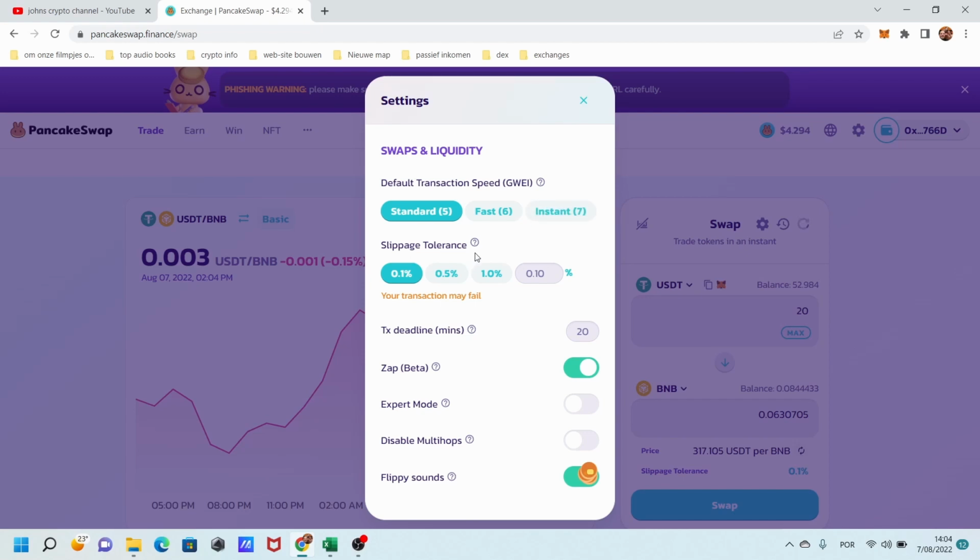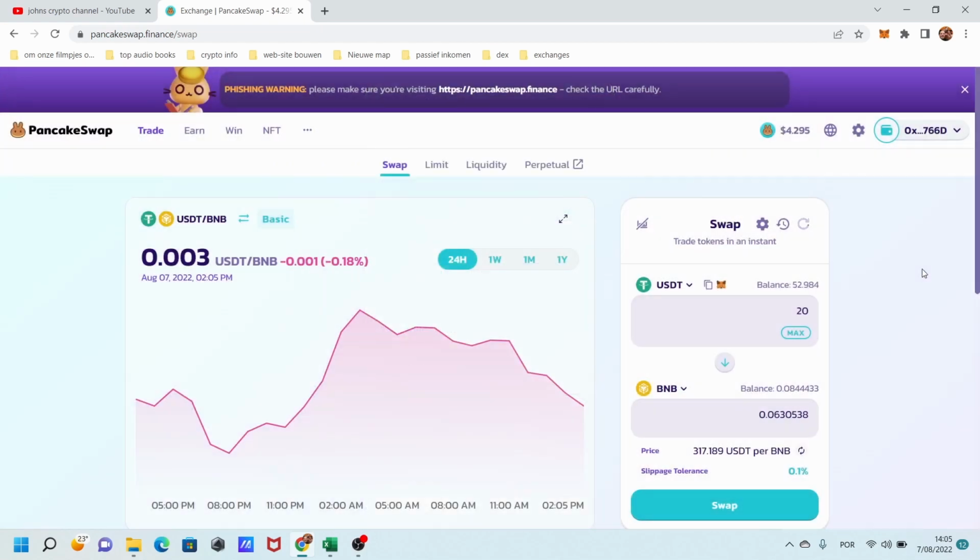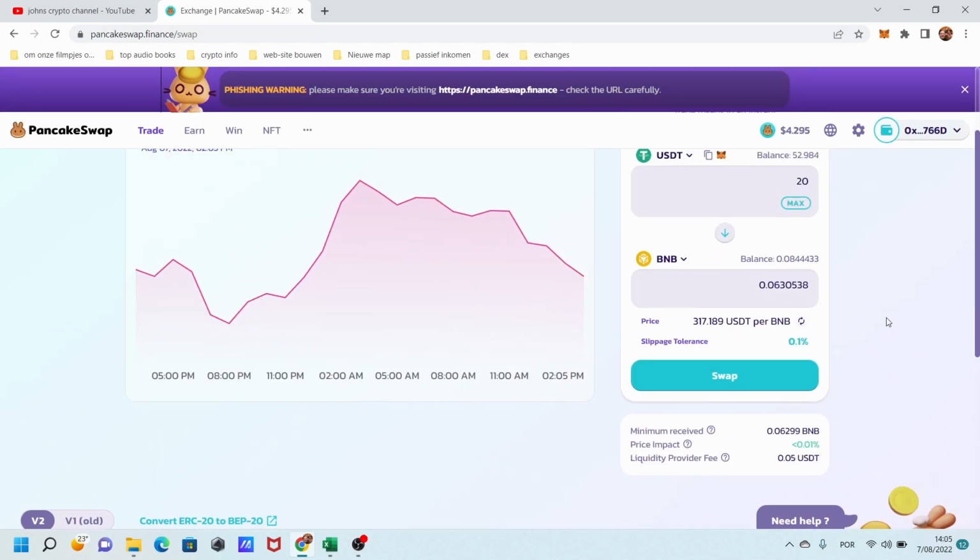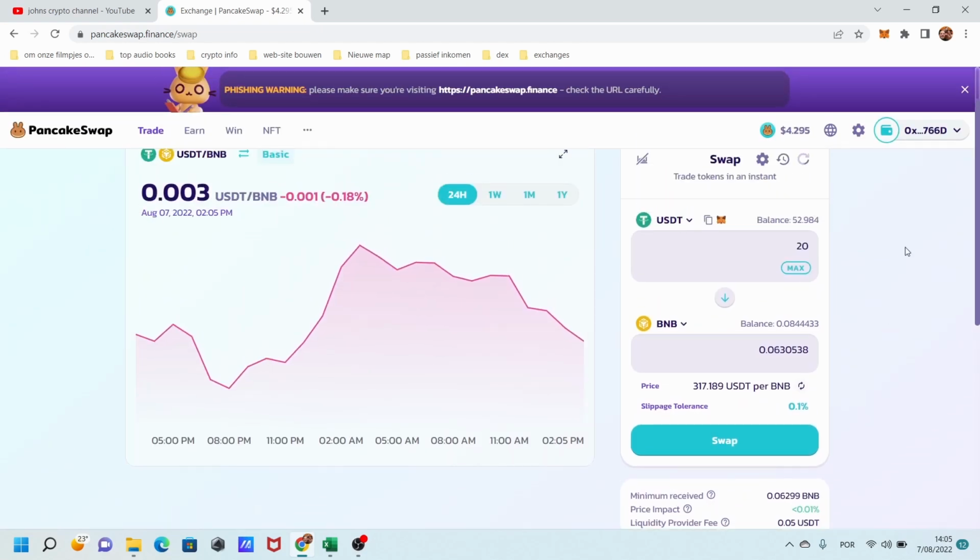Now, slippage tolerance means how much you are willing to pay extra to the person that provides the liquidity pool. So if you want 0.5, 1%, for some trades you will have to put a certain amount, which you can normally find in the description of the coin itself. But it's best for me to put it as low as possible. If it works with 0.1, why would you pay more? It's nice for the person that puts the liquidity in, but it does not benefit yourself. So I put it as low as possible.